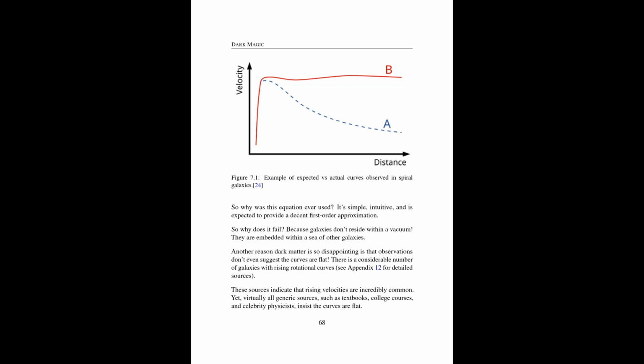Another reason dark matter is so disappointing is that observations don't even suggest the curves are flat. There is a considerable number of galaxies with rising rotational curves. These sources indicate that rising velocities are incredibly common, yet virtually all generic sources, such as textbooks, college courses, and celebrity physicists, insist the curves are flat.